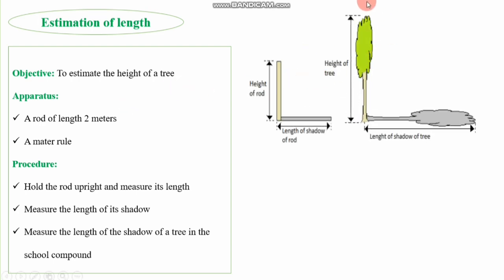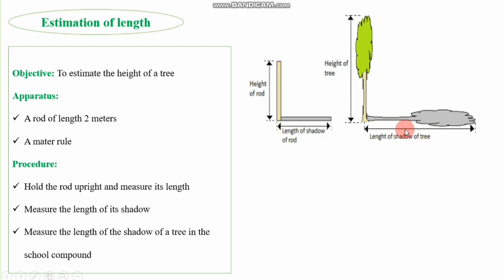So this is a picture. It will give you an illustration of how the experiment will look like. This is the height of the tree. So we will be relating it with the height of the rod. The height of the tree, we denote it as small h, and add the subscript tree. And the height of the rod, we use small h and put the subscript rod. Then the length of the shadow of the tree, we use capital L and the subscript tree, and the length of the shadow of the rod as L and the subscript rod.